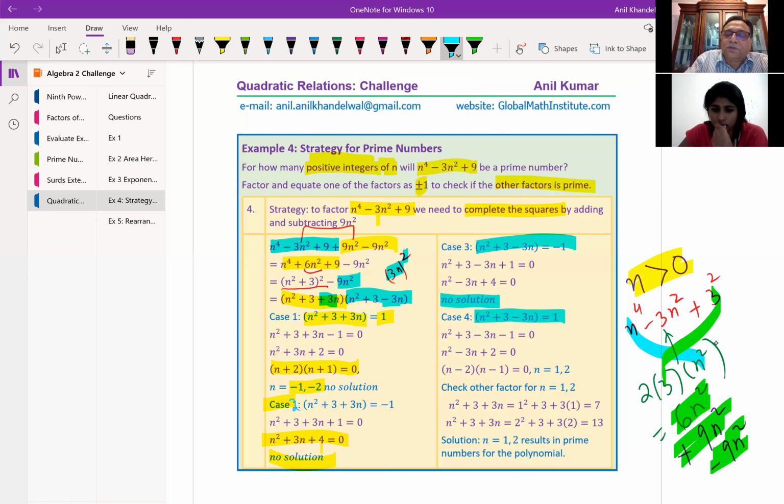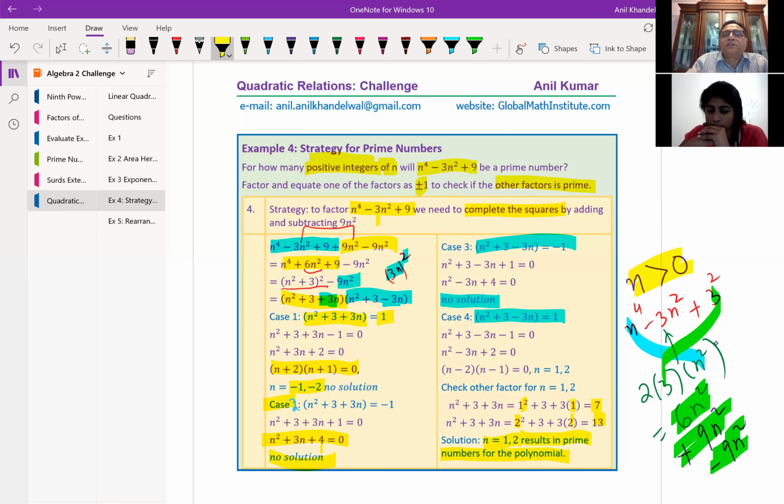So substitute this into the first factor. When you substitute this into the first factor, we get 7 for substituting 1. And in the second case, when we substitute 2, we get 13. Both 7 and 13 are prime numbers, and therefore the values of n, which are 1 and 2, work for us. Clear? And therefore, we have two solutions, n equals 1 and n equals 2, that result in a prime number for the polynomial.